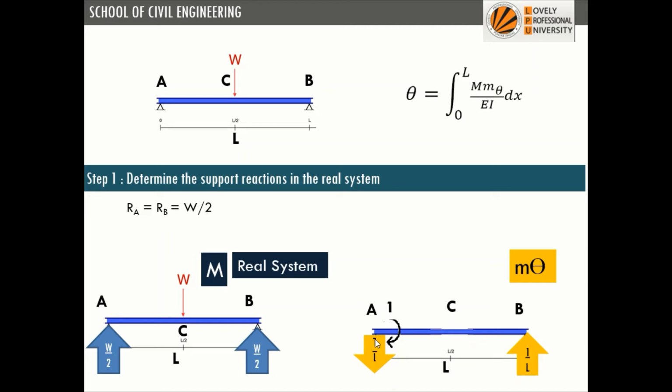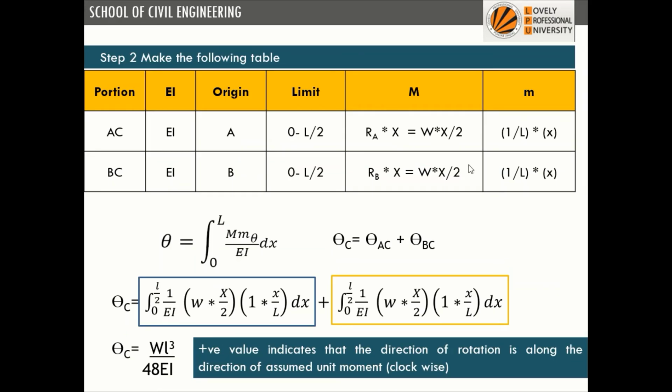So what is the value? This is acting downward and this is acting upward, because the action is clockwise rotation, so reaction should produce an anti-clockwise rotation. Then only the structure will be in equilibrium. Right? So this is downward.